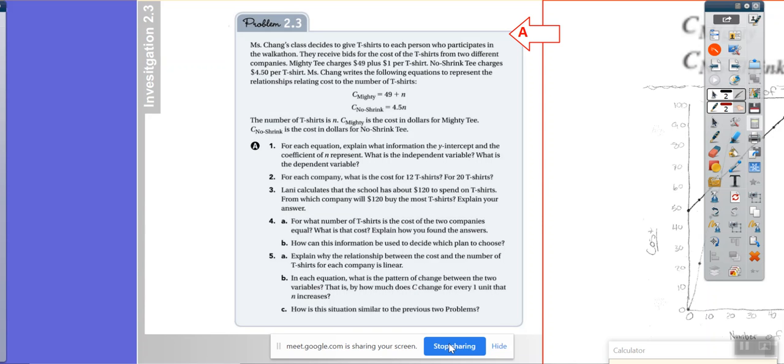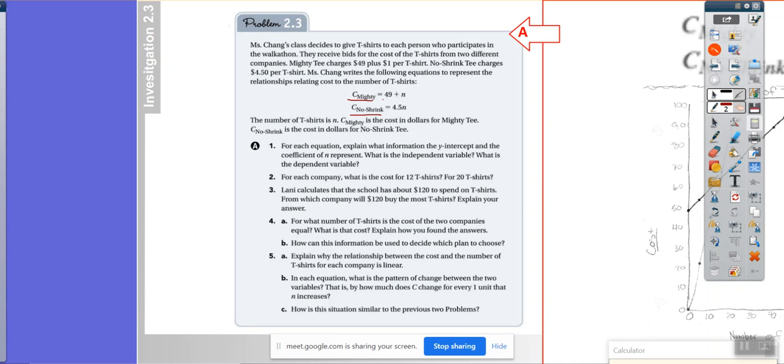We're taking a look at Moving Straight Ahead, Investigation 2.3. We're talking about two t-shirt companies, Mighty T and No Shrink T-shirt company, and they both have different ways of calculating how much it costs to buy t-shirts from them.